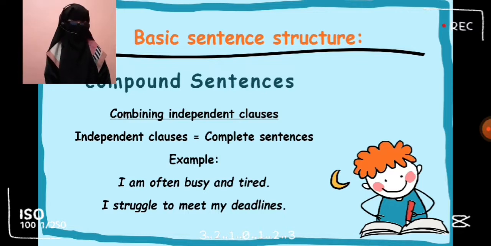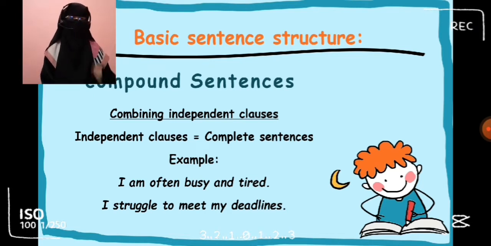Independent clauses are basically complete sentences. They are simple sentences. Now, we call them independent clauses. It's just another name for the structure. So here are a couple of examples.